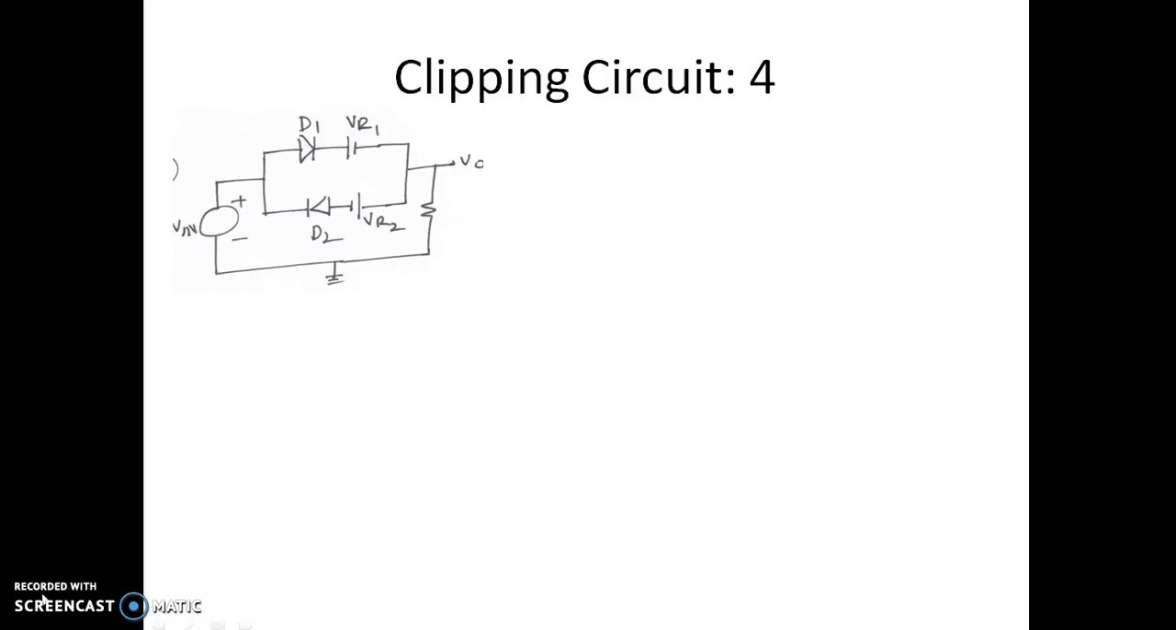So here also we have two diodes and two reference voltages. The output voltage is measured across the resistor. So let us write the equivalent circuits considering the possibility of one diode on and the other off, and alternatively.